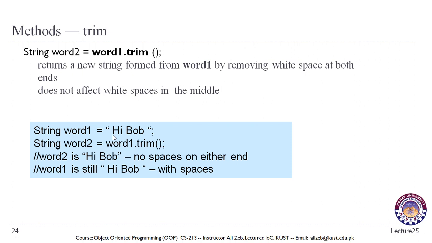This might be quite useful in string processing or text processing applications where you want to remove the extra spaces from a given text, then you can use the trim method. So these initial and following spaces should be removed, and the new string would be saved in word2. So word2 is now hi Bob with no spaces on either end. Word1 has not changed since strings are not changeable, they are immutable.